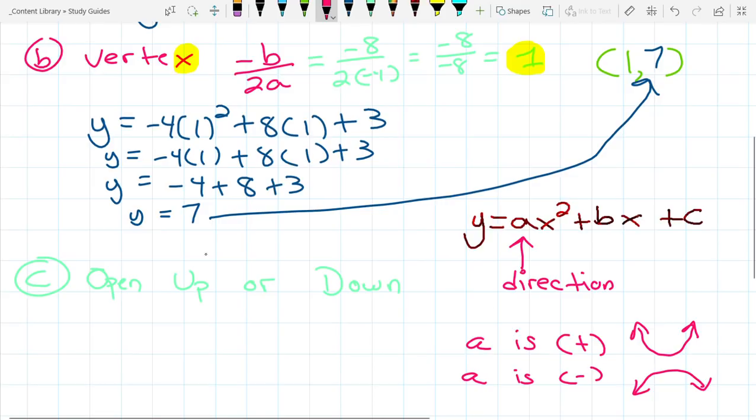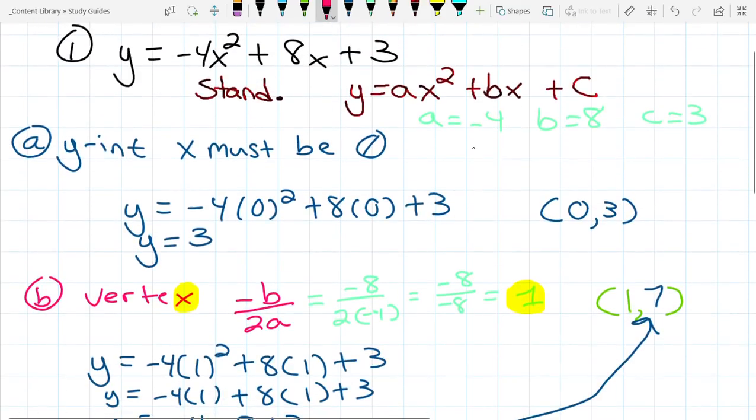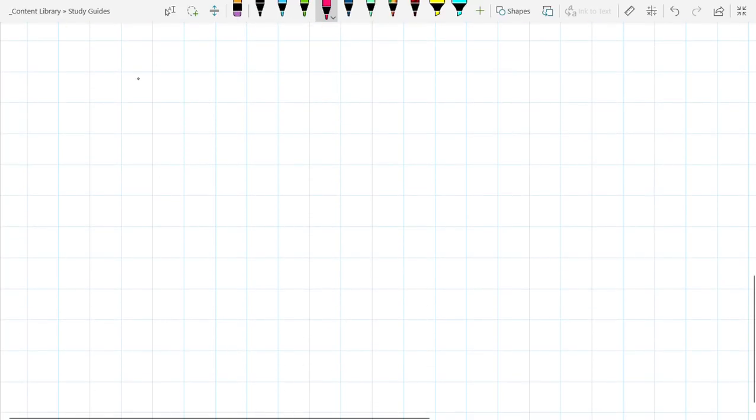So in this scenario, we wrote it up here, yes, a is a negative 4. Since a is a negative 4, it's going to make a frowny face, which means we are opening down. On to question 2.